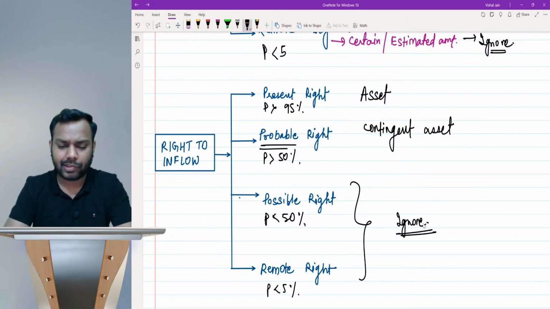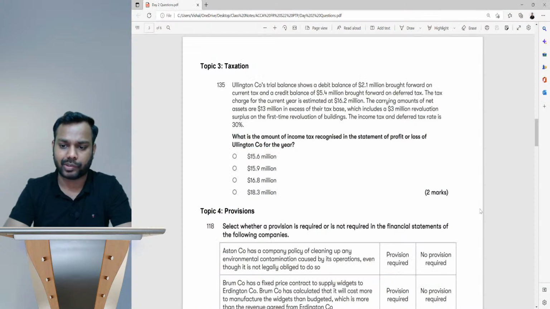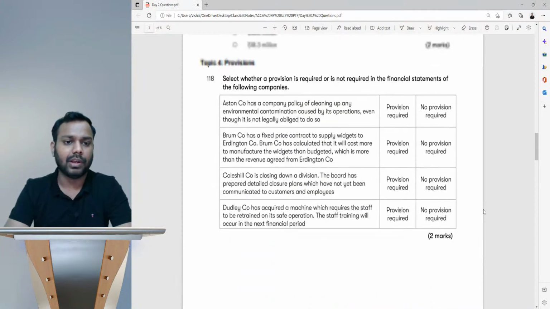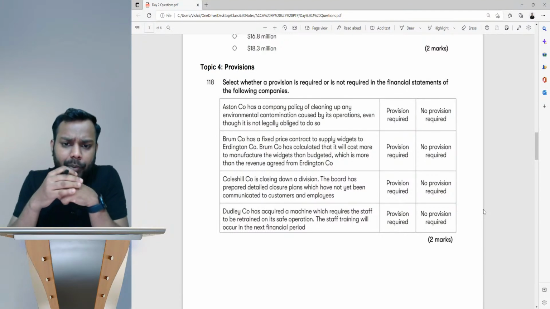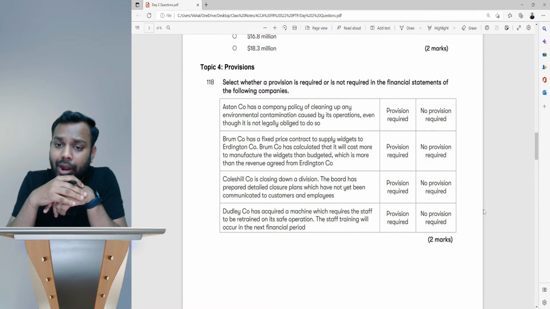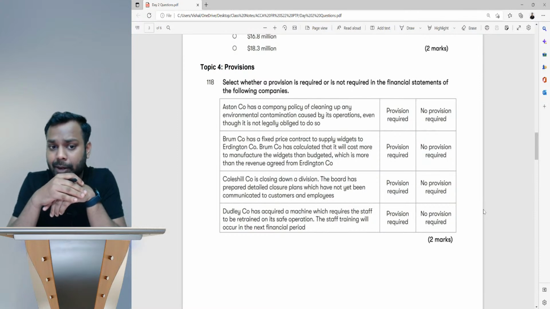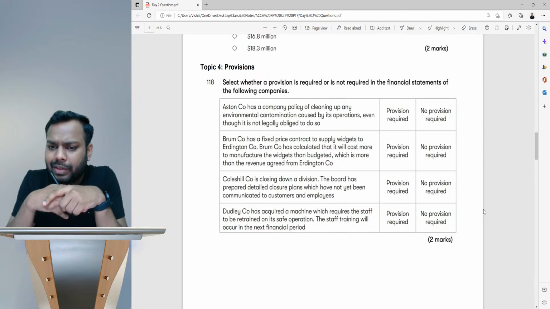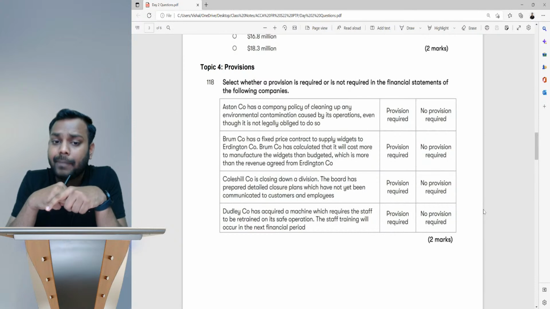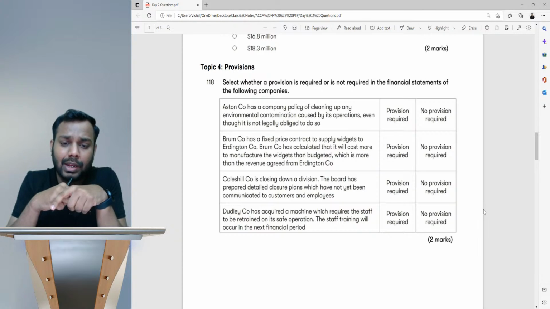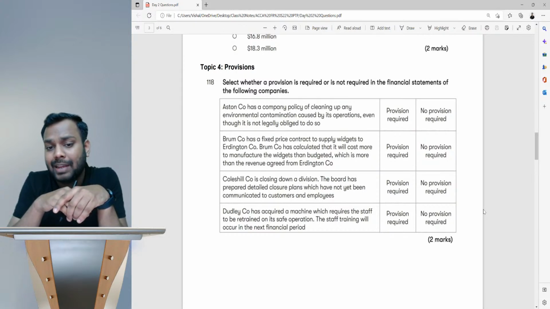Okay, let us solve certain questions on provisions, so that it gives us better clarity. Question number 118 says: select whether a provision is required or not required in the financial statements of the following companies. There are 4 case studies given. You have to understand each of them and say whether a provision is required or not. Ashton Company has a company policy of cleaning up any environmental contamination caused by its operations, even though it is not legally obliged to do so.